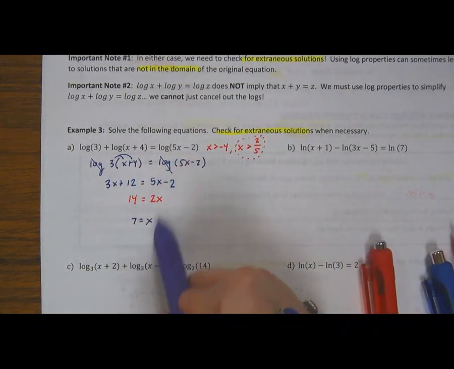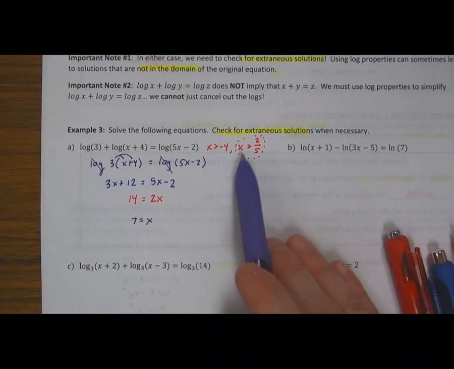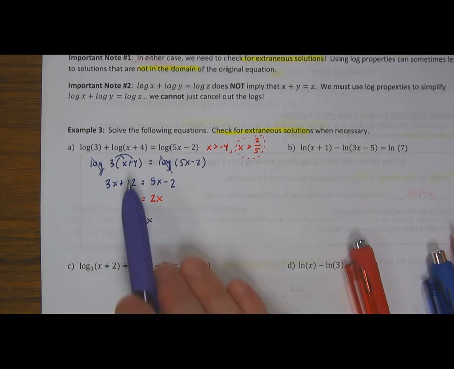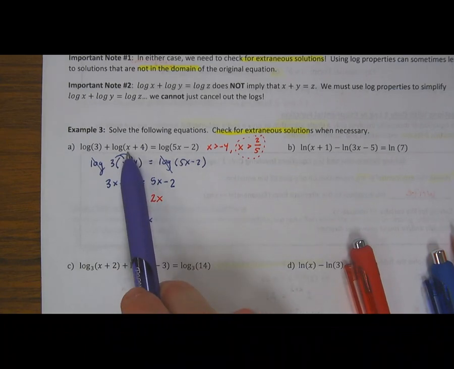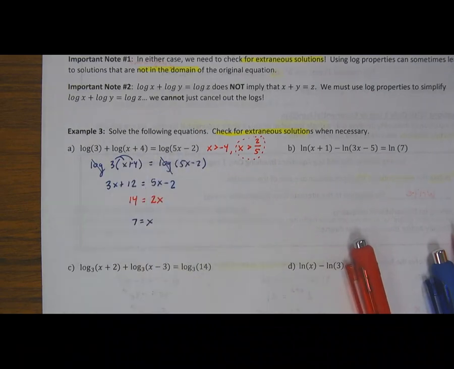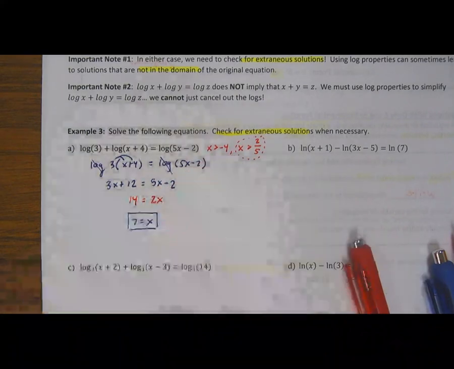Before I put a box around that or circle that, I need to make sure that it's in the domain. As long as the x values are greater than 2/5, then they work. It's okay to go back up here and plug in a 7 anywhere I see an x, because it won't cause an argument to be negative. So that is a valid solution.